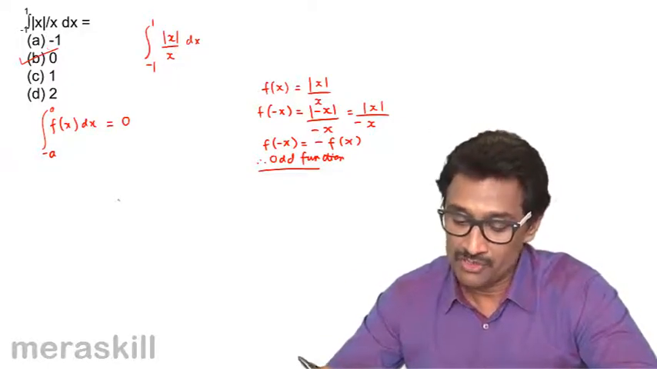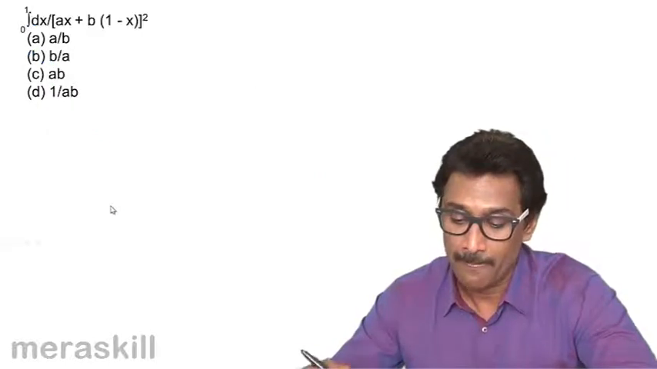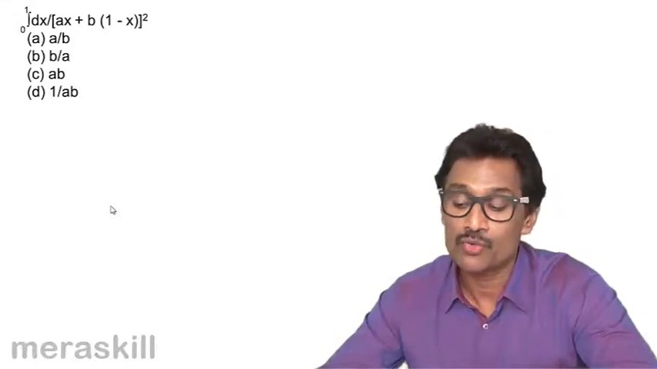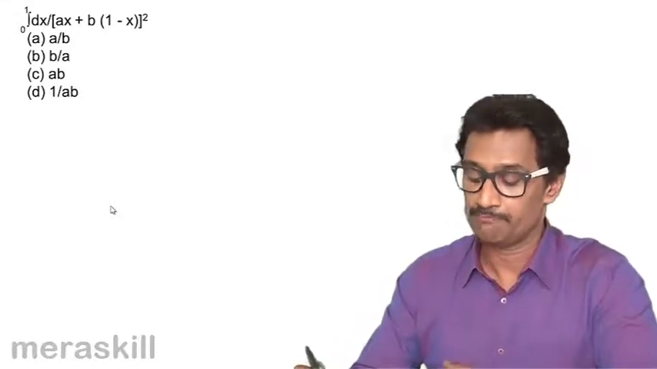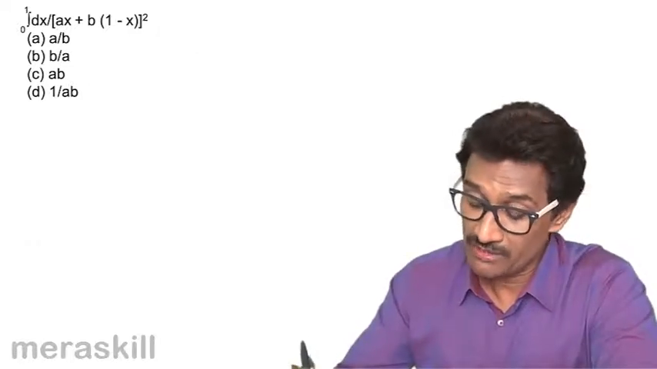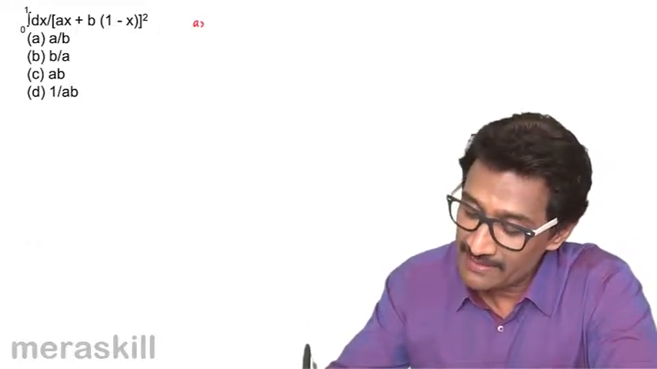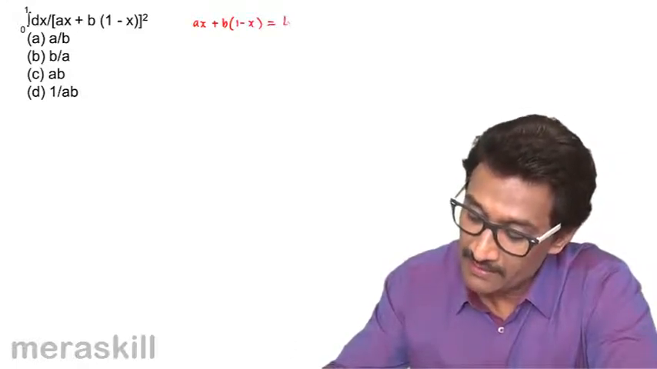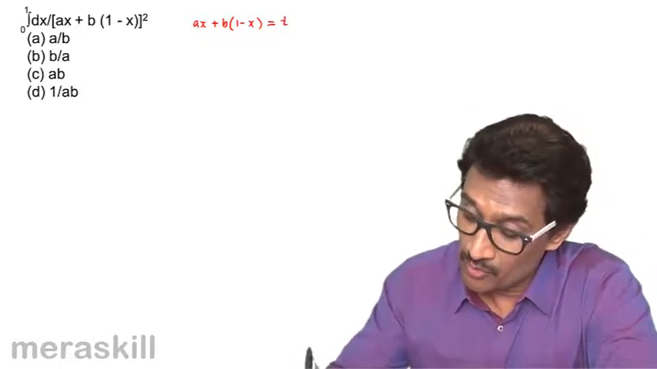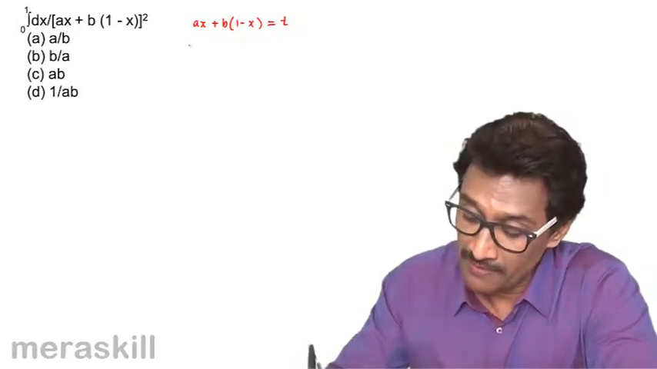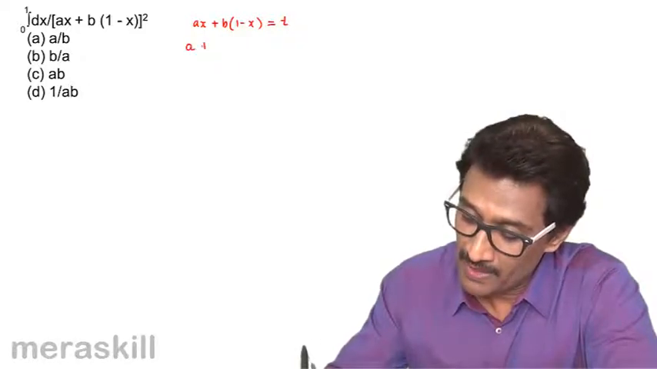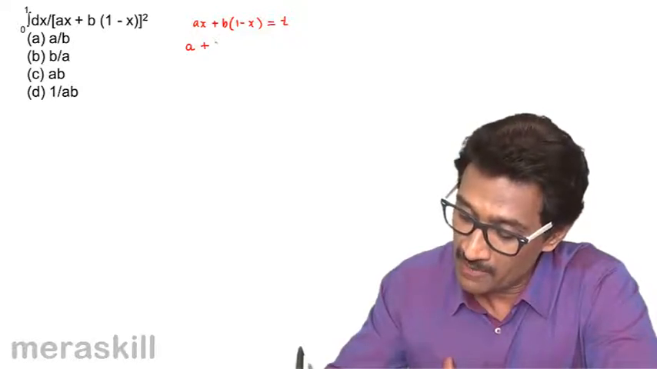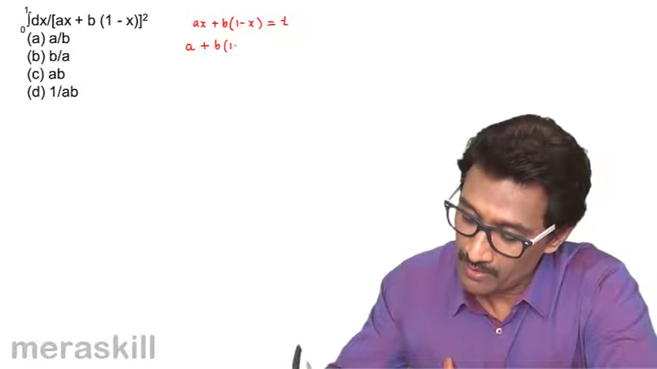Okay, so let's check. Alright. Now you have dx upon ax plus b into 1 minus x the whole square. This again we have to check what it is. We can take ax plus b into 1 minus x as, say, t. So you find the derivative of this. Derivative of ax is a plus b into 1 minus x. So it's going to be a plus b into 1 minus 1.